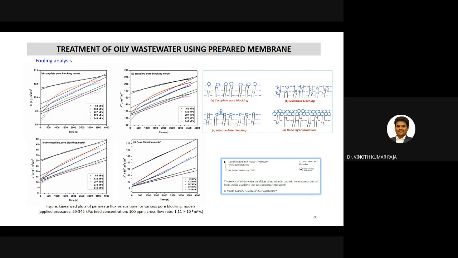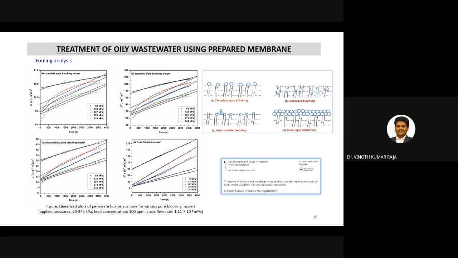The next one is the intermediate pore blocking, which occurs when the solid particle size and membrane pore size are such that the particles do not significantly block the pores of the membrane. It may be blocked by solid particles settling over one another, so the non-blocked membrane surface area reduces with time.